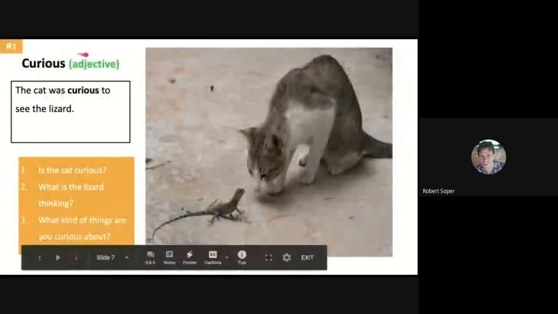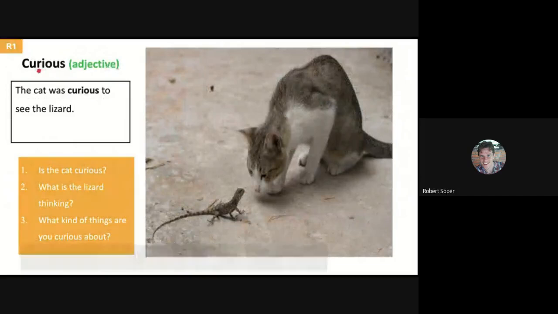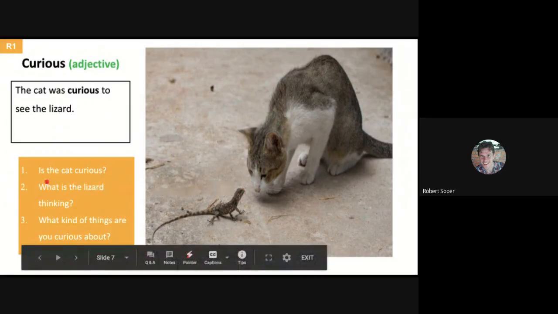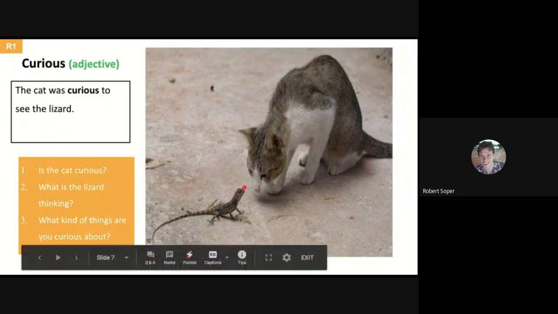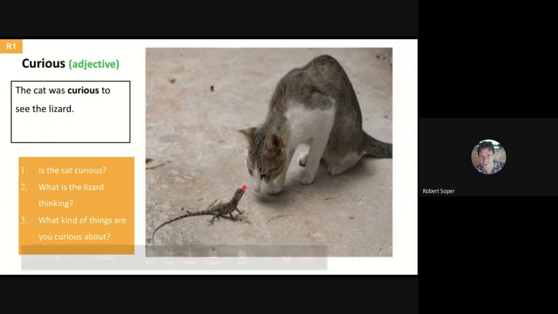Okay, now let's talk about this word curious. Curious is an adjective. Here we see it used in a sentence. The cat was curious to see the lizard. And here we have the cat looking all curious. And here we have the lizard. Well, let's ask the first question. Is the cat curious? Yeah, that cat looks curious.